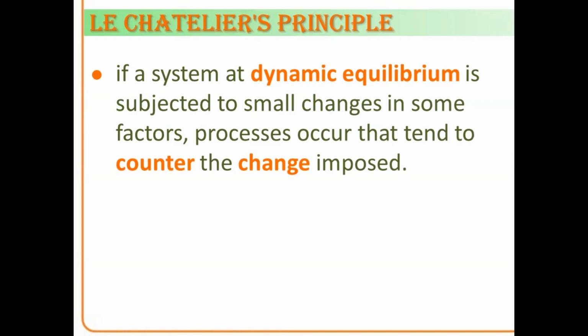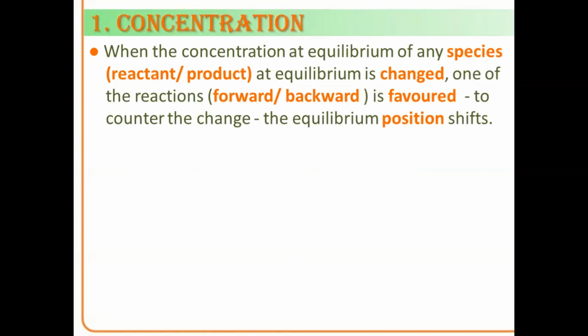So we move on. The first factor that we want to look at is concentration. When the concentration at equilibrium of any species, that is a reactant or a product, is changed, one of the reactions, either the forward or the backward reaction, is favored to counter the change imposed. And this means that the equilibrium position is going to shift.